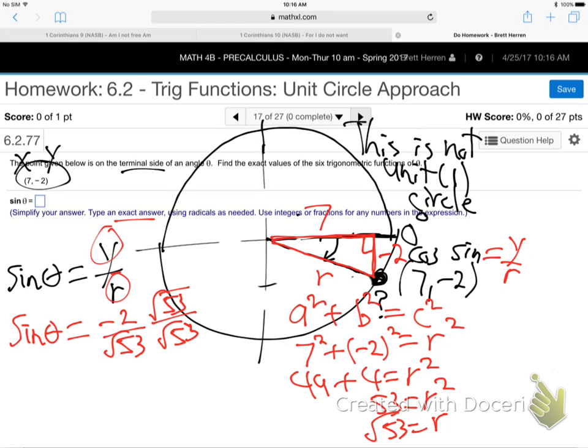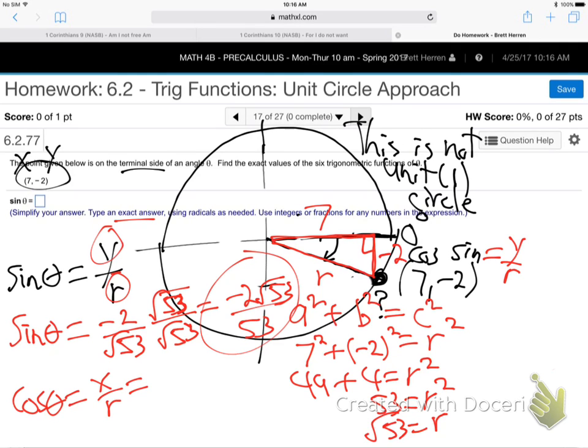Multiply the root of 53 top and bottom, what do we get? -2 root 53 over plain 53. So there's the sine. Cosine is going to be x over r, so that's going to be the x value, 7 over root 53. Can't have a root on the bottom. Oops. Multiply top and bottom by root 53.